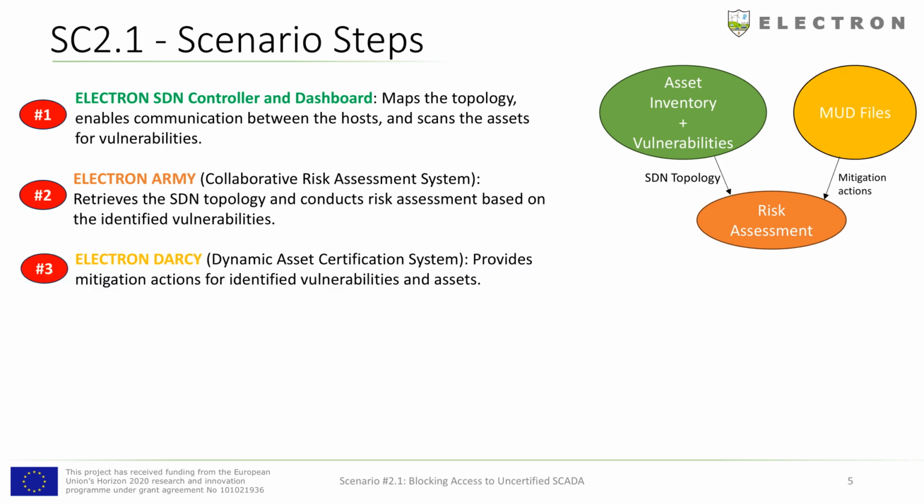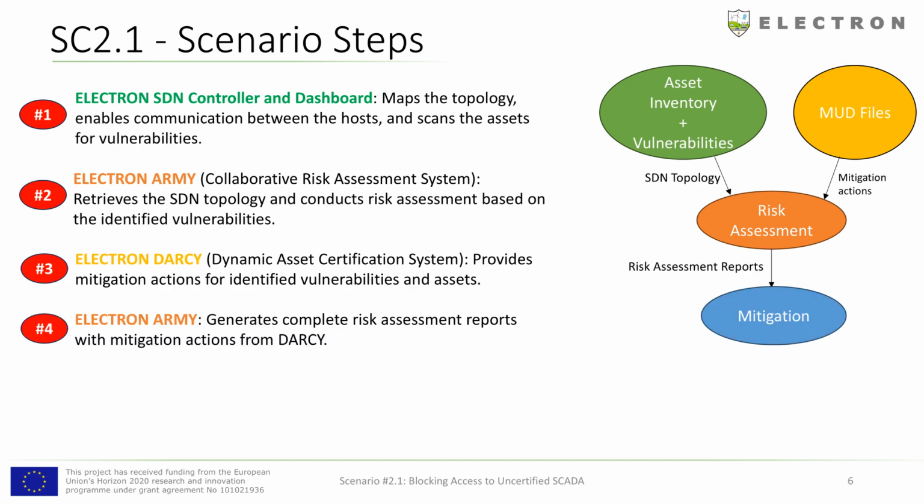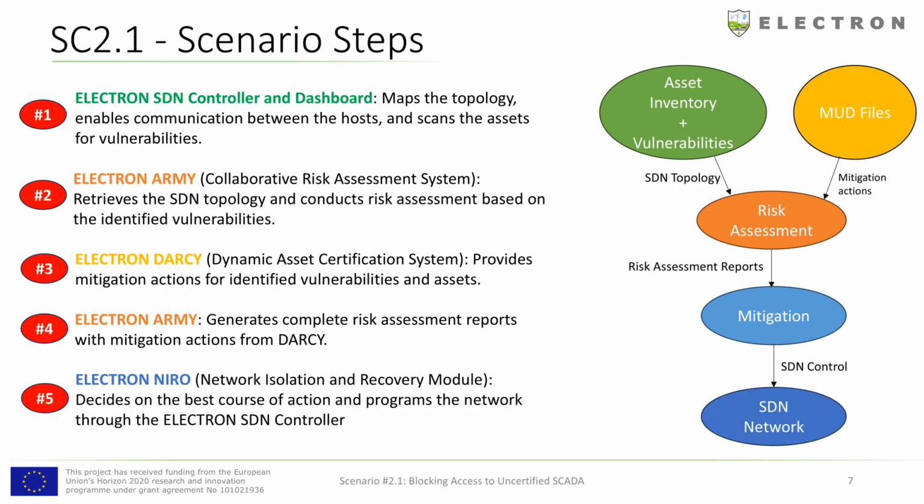Next, the ELECTRON DASI component suggests mitigation actions for assets and vulnerabilities, by using manufacturer usage description files. Mitigation actions may refer to the correct configuration of an asset, and/or remediation for a vulnerability. With the mitigation actions, the ELECTRON Army component generates complete risk assessment reports. Finally, the ELECTRON NERO component receives the risk assessment reports, and decides on the best course of action. Depending on the decisions, NERO interacts with the SDN controller and programs the network switches accordingly.